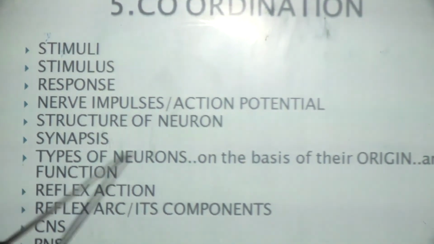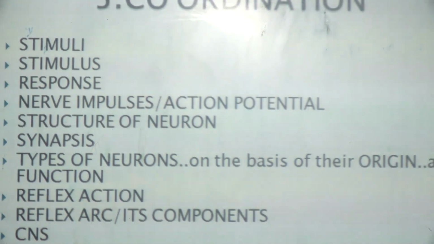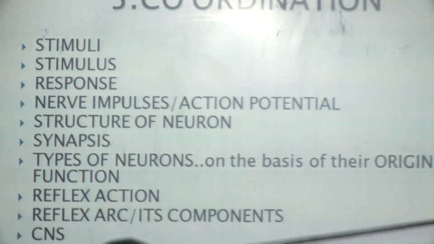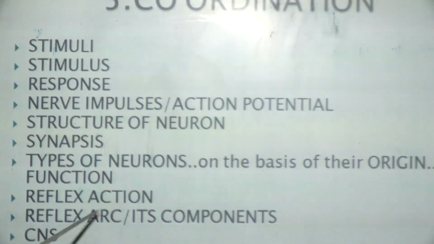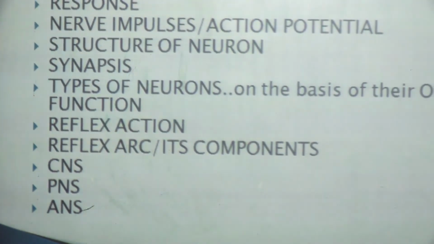Then types of neurons on the basis of their function, what function they will do. These are 3 types. One is sensory neuron, another one is motor, and the next one is mixed. So don't be confused, children. On the basis of origin there are 2 types, on the basis of function there are 3 types. And reflex action and reflex arc. These 2 concepts are very important in this chapter. Definitely you are going to get 1 question from this.